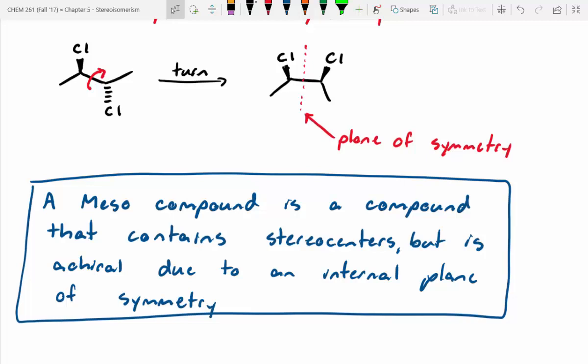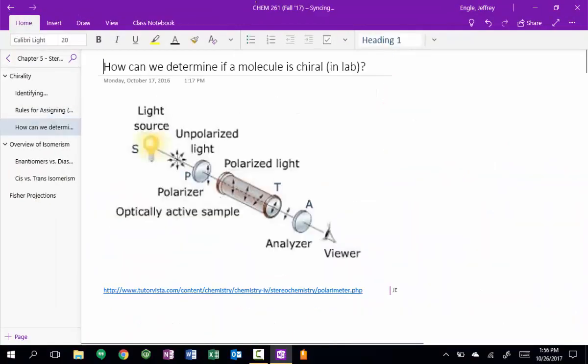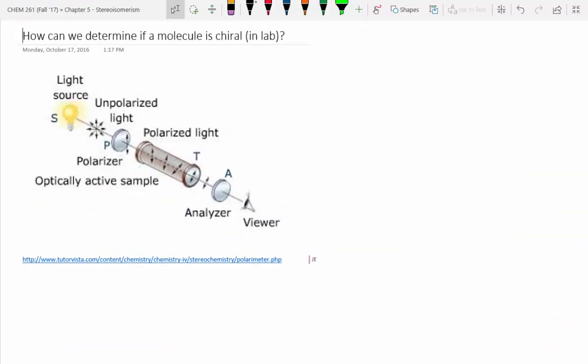All right, so now the question is, how can we determine if a molecule is chiral or not? It's easy to see on paper, but we can't physically see molecules in real life. So we've got to come up with a technique in lab that allows us to determine chirality. So let's take a look at this next section. The first thing I wanted to show you guys was the schematic for a piece of lab equipment known as a polarimeter.